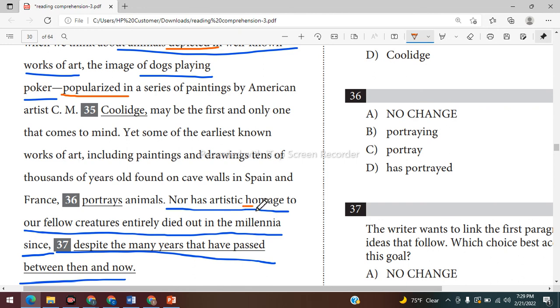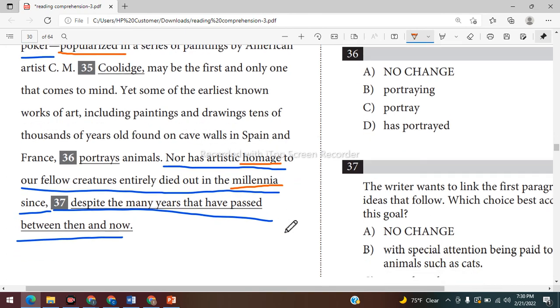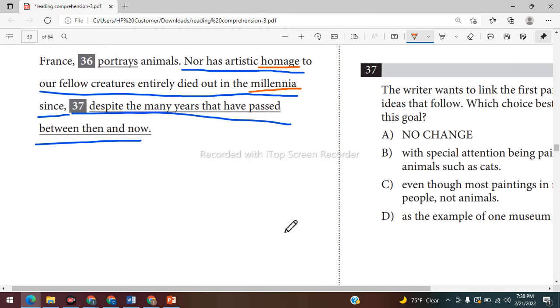Homage. I like this one. What do we mean when we say homage? All right. Millennia. Also important. Millennia. So search these definitions of these things and then send them to me on or before Wednesday's class.